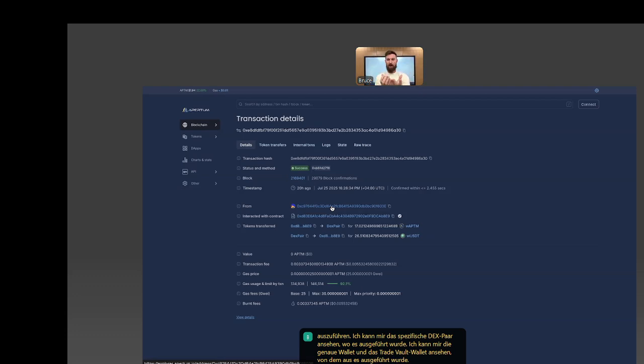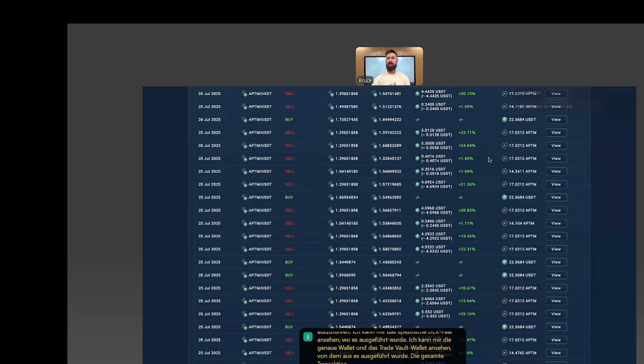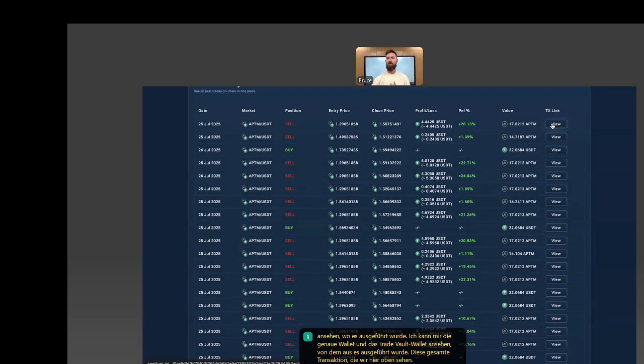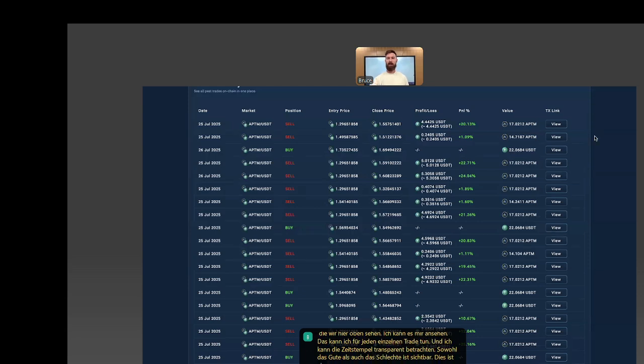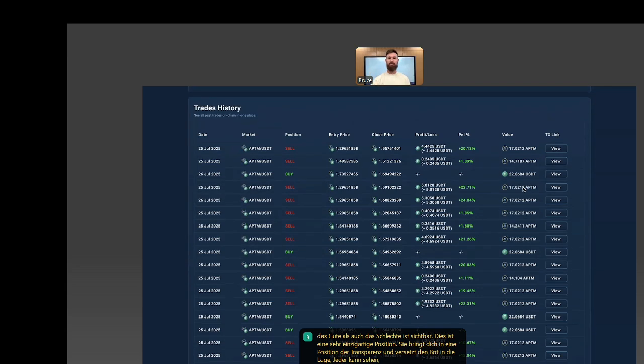This entire transaction that we see up here, I can go and look at. I can do that for every single trade, time-stamped and transparent, both good and bad. It's all there to be seen. This is a very unique position. It puts you in a position of transparency, and it puts the bot in a position where everybody can see what it's executing and how it's executing value.